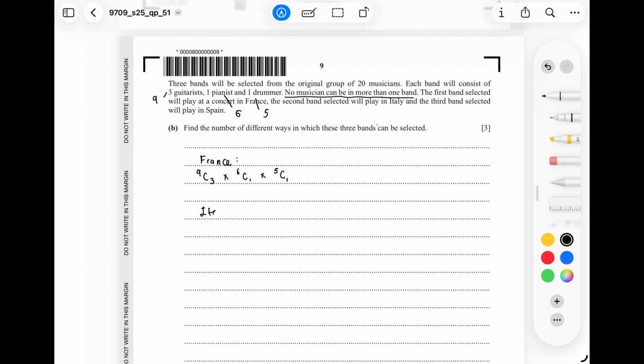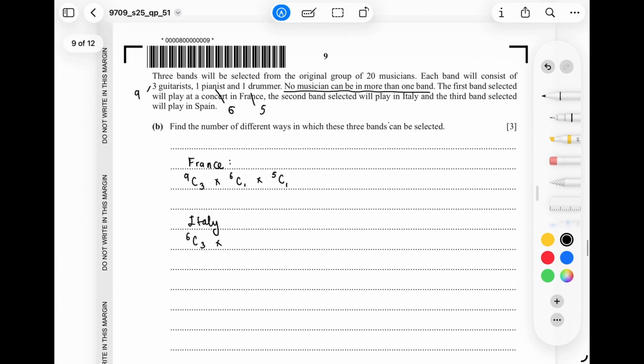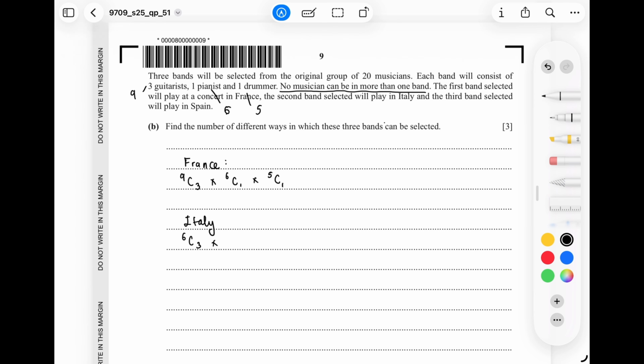Italy. Notice how it said no musician can be in more than one band. So right now you do not have 9 guitarists anymore. You have 6 guitarists, because you already took away 3. So out of the 6 guitarists, you're going to take 3 more. And you don't have 6 pianists anymore. You have 5 pianists, because you already took 1. So out of the 5, you're going to choose 1. Same thing for the last thing. You don't have 5 drummers. You have 4 drummers, and you're going to choose 1.